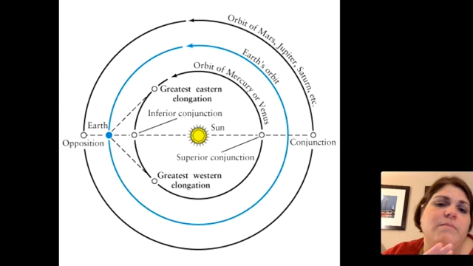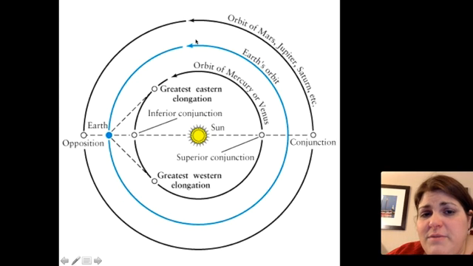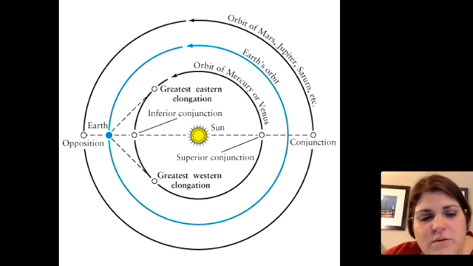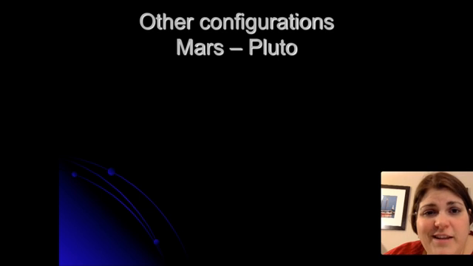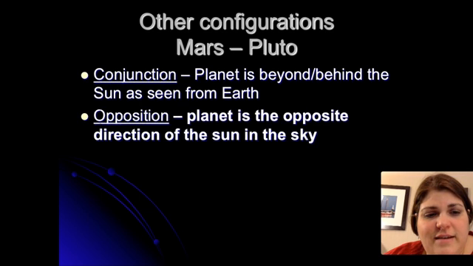So take a moment, pause the video, and make sure you get these labeled. I don't care that you know the difference between eastern and western elongation, just that those are the angles that are the greatest. The rest of these you should probably know, so take a second and make sure you've got all these on your diagram. Once you've done that, unpause and get these definitions down. That's it.